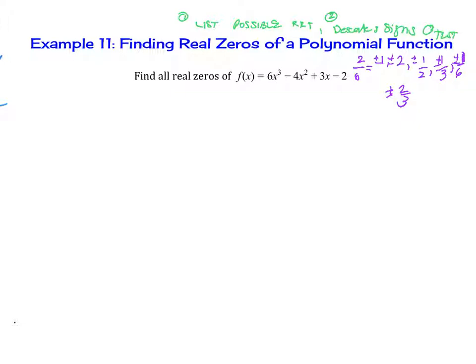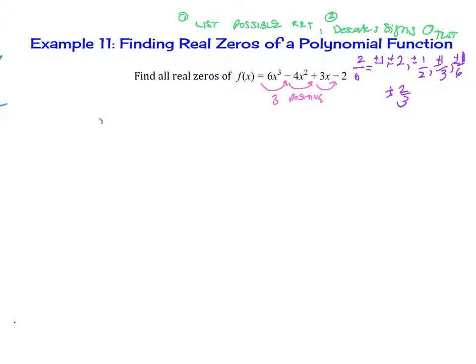Plus or minus 1 over 6. And so we just need to test something out. I'm going to go ahead and test 1. So 3, 2, 1, 0, nothing's missing. So, let's do Descartes' rule of signs first. So positive real zeros, I notice there's 1 change, 2 changes, 3 changes. So I know that there's a possibility of 3 positive real zeros.